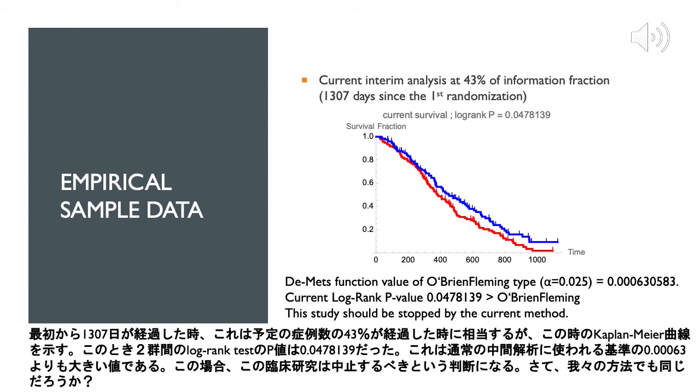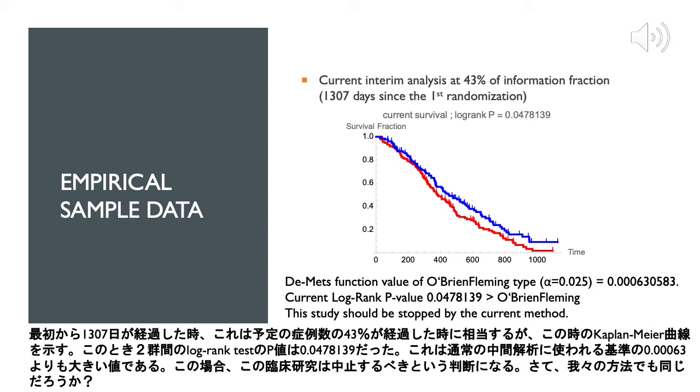When 1,307 days have passed since the beginning, which corresponds to 43% of the planned sample size of the cases, the Kaplan-Meier curve is shown. The p-value of the log-rank test between the two groups was 0.04781139. This is greater than the value of 0.00063, which is usually used for interim analysis. In this case, the decision was made to stop this clinical study.